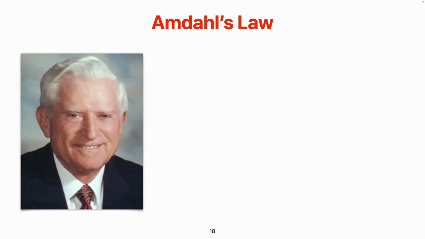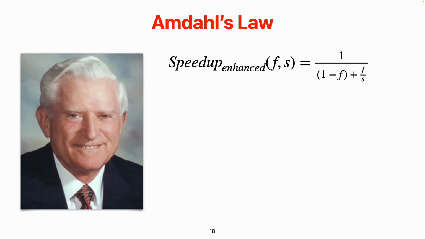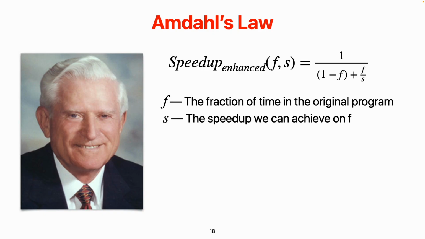The definition: Amdahl's law says that the speed up is defined in this way. It's 1 over (1 minus f plus f divided by s). What's the f here? The f is the fraction of time in the original baseline program that we can optimize. And s is the speed up that we can achieve on this f fraction of time. So that's the definition of Amdahl's law.